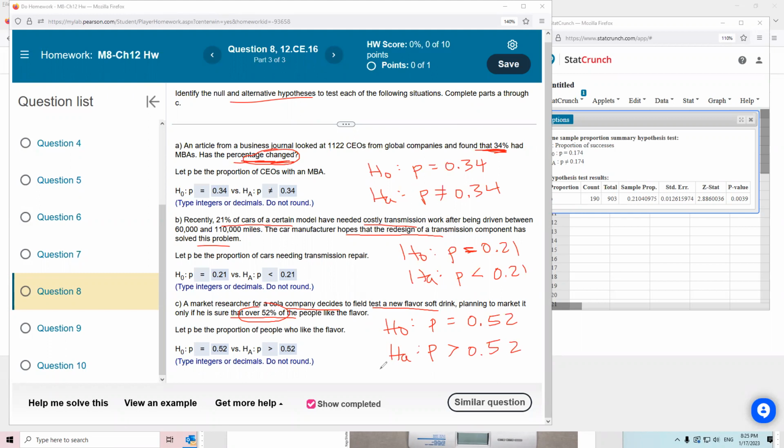So again, to figure out the null and alternative, remember the null always has an equal symbol in it. The alternative is either going to have a not equals or a less than or greater than. You have to figure out which is the correct choice based on the wording in the problem you're dealing with.